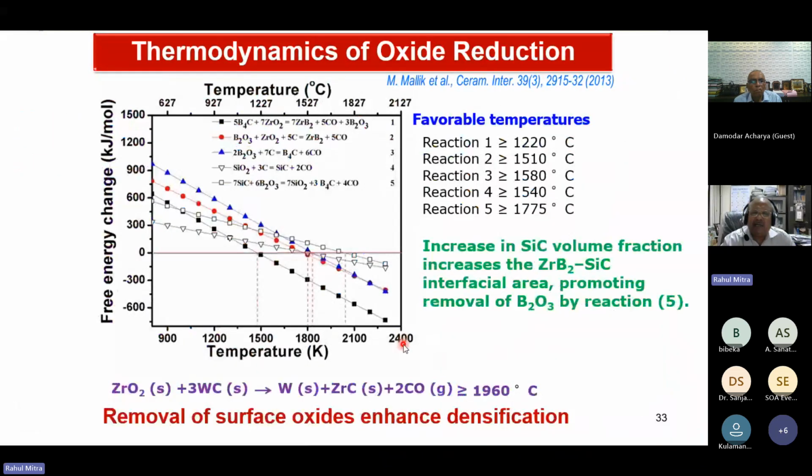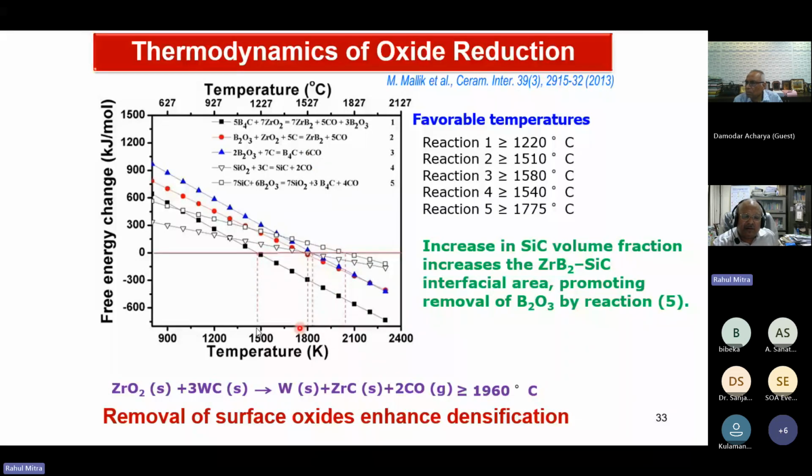And the reason why we did intermediate temperature holding at 1250 and 1600, as I mentioned, is because certain oxides, which are the main culprits like B2O3, ZrO2, and SiO2, are reduced by carbon or B4C at certain temperatures. So this is the free energy change versus temperature diagram. At temperatures where the free energy change becomes negative, those are the temperatures where the reduction reactions are feasible. And that is why this intermediate temperature holding was done.